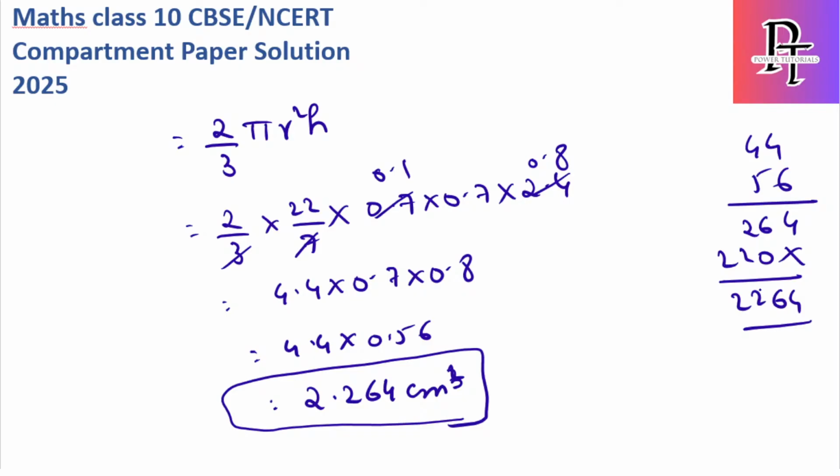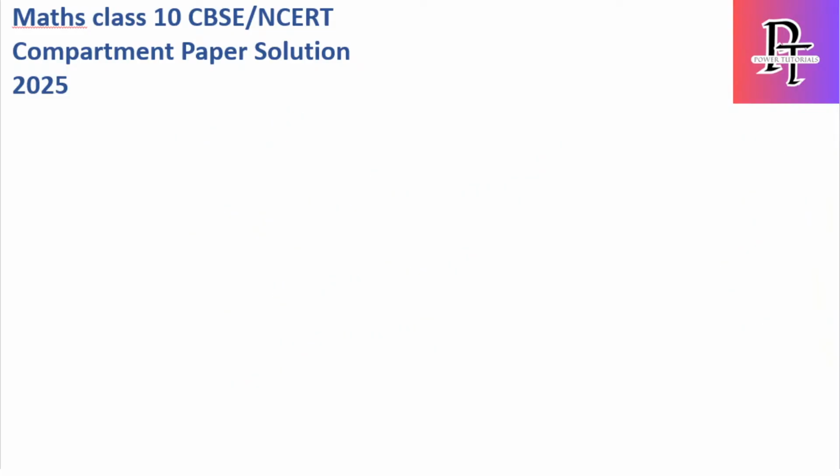Okay, it is 2 plus 2. Small change, it is 2.464. Okay, now let's check for the TSA question.